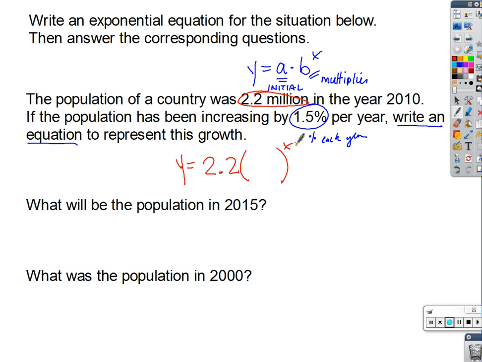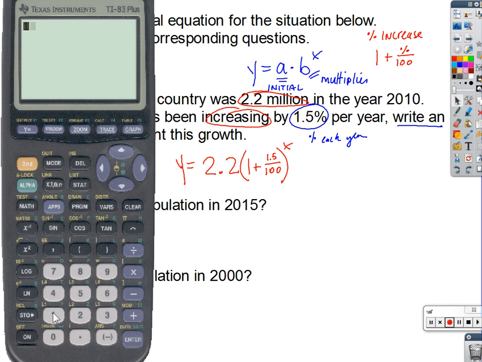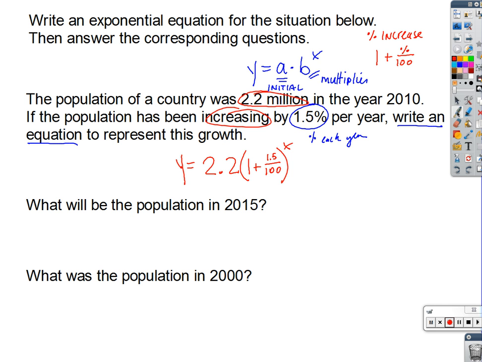Now, the multiplier, we have to do a little bit of work. It's 1.5% per year, and it's increasing. Therefore, you should have this in your toolkit. Percent increase is 1 plus the percent divided by 100. So we just plug that in here. 1 plus 1.5 divided by 100. And that will give us our multiplier. Now, you can leave it like that, or you can simplify it by doing 1 plus 1.5 divided by 100. And that will give you an actual decimal value, 1.015. So either answer here would be acceptable. So 2.2, remember that's in millions, times 1.015 to the x power.